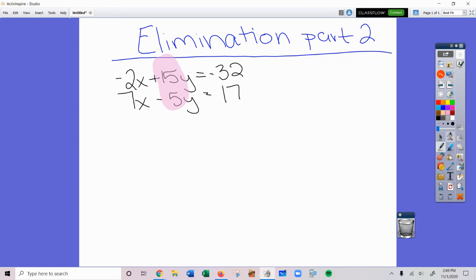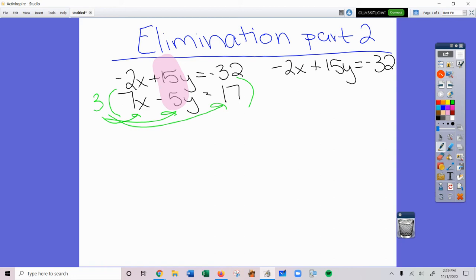Now, I can't just randomly multiply 5y times 3 and expect to get an answer. But what I can do is manipulate this bottom equation and create something that is equivalent that contains a 15y in it. And the way that I will do that is by multiplying the entire equation by 3, right? Because as long as I do it to every single side of the equal sign in every single location, the equation is the same, it just looks different. So my top equation is going to say negative 2x plus 15y equals negative 32, just like it did before. And on bottom, I'm multiplying everything times 3.